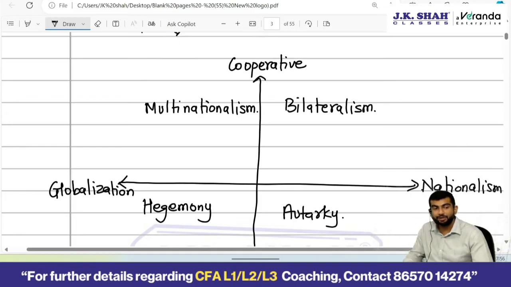Now if I want to control inflation, I will have to increase interest rates, so I will suck out the system liquidity by selling bonds. I am the central bank of the country, I will sell bonds and suck out the system liquidity. So the lower the system liquidity, the higher the interest rates, right? Okay.